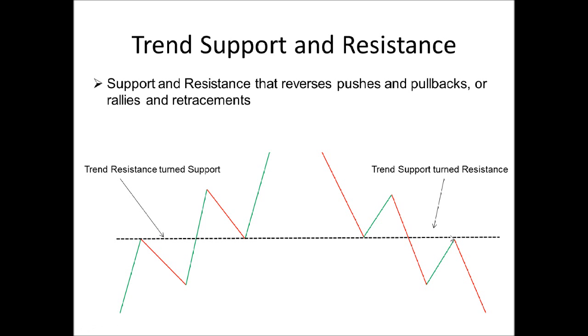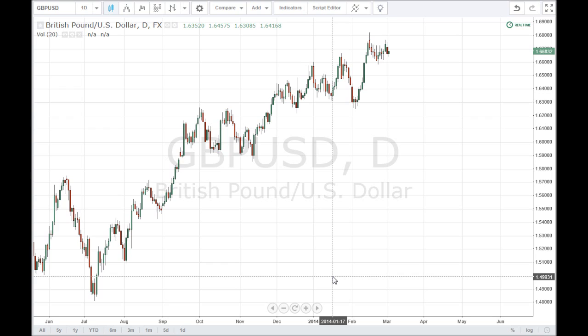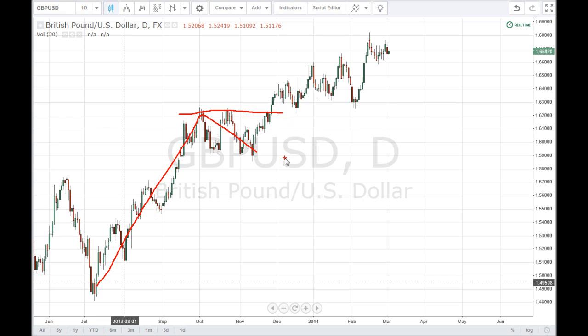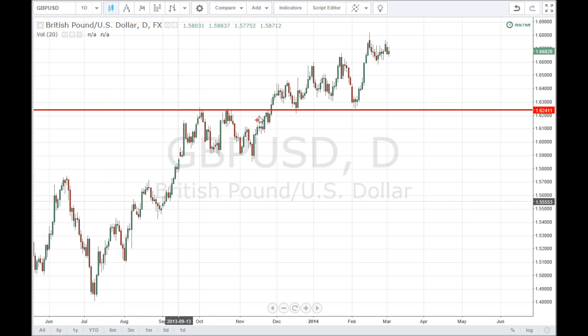Let me demonstrate this with a real price chart. This is the pound against the dollar. It's a daily chart and we have a clear uptrend. We have a push, a pullback, we go for another push, a pullback and a push. As price reverses from this push to a pullback, this area will now act as resistance, and we can mark that with a horizontal trend line. When this resistance is broken, this area can now act as support.